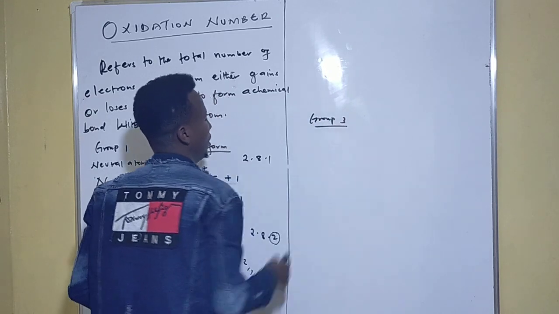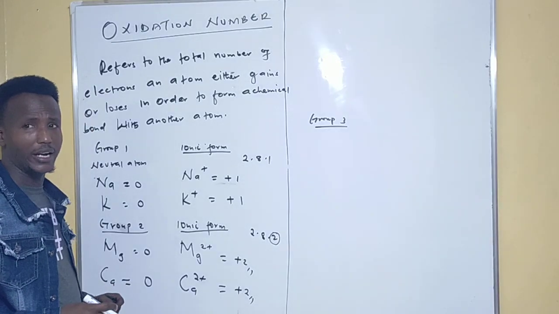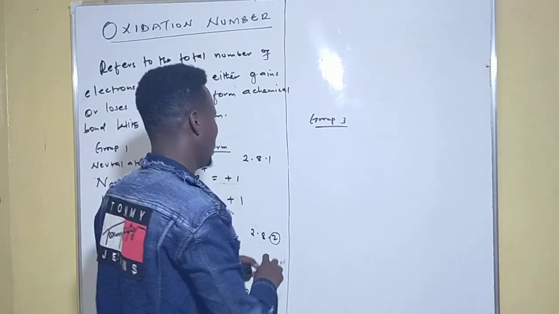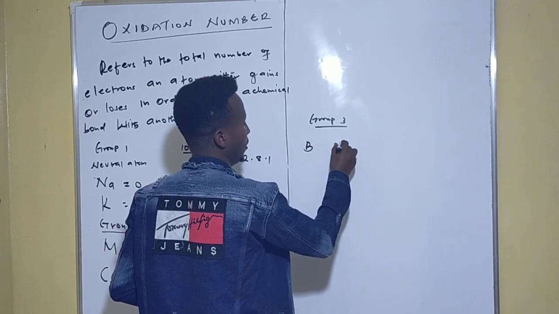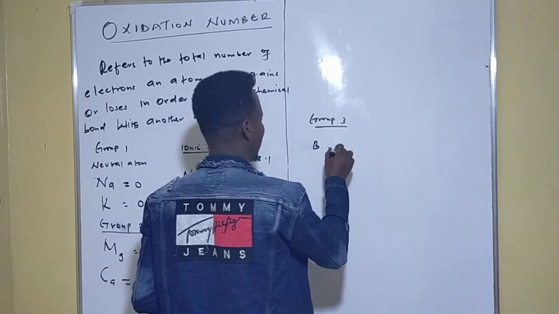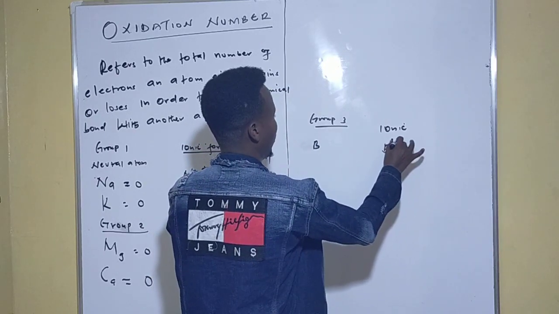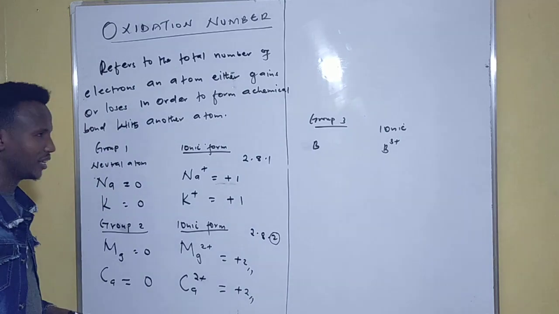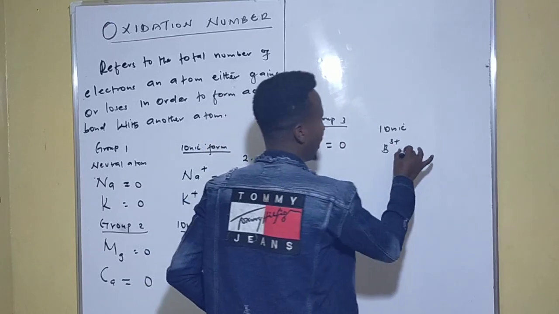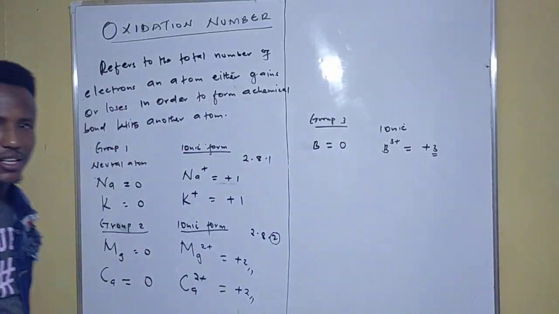Group 3. Now group 3, we have what? Group 3 are boron and what? And aluminium. You see now, that's boron, B. Boron is written as B alone, okay? But in ionic form, remember, it's ionic form because it's easy, it will be B3+. Just understand that. So the oxidation number of boron neutral atom is what? Zero. But that of boron ion is what? +3. Just understand that. +3.